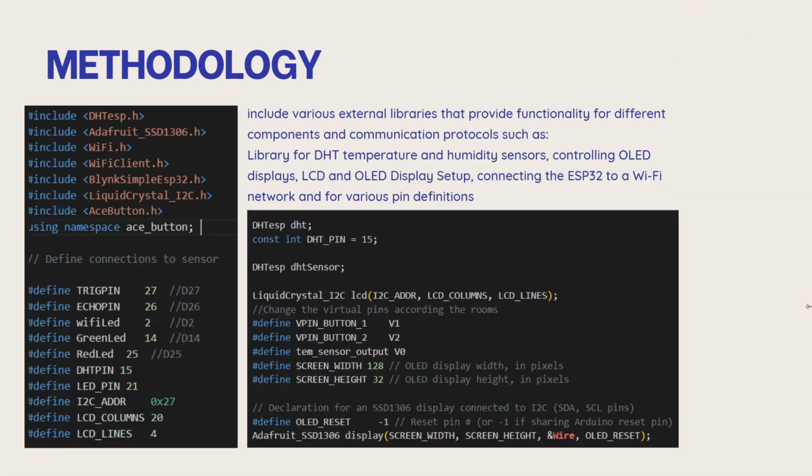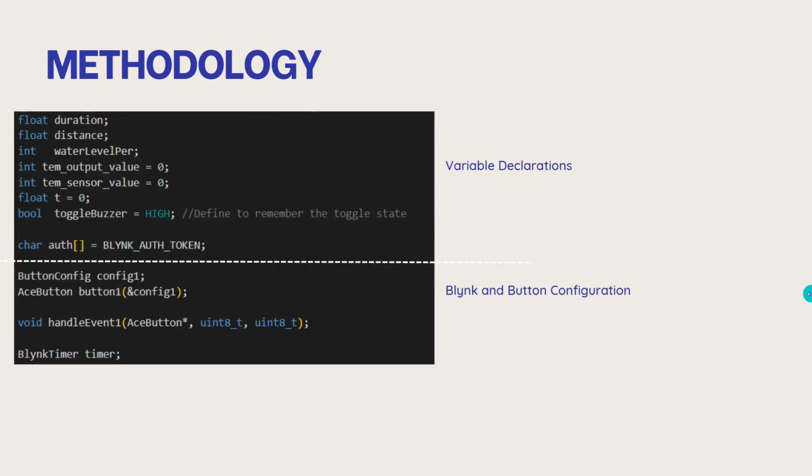Next is the include and define part, in which we include various external libraries that provide functionality for different components and communication protocols, such as libraries for the DHT temperature and humidity sensor, controlling the OLED display, LCD and OLED display setups, connecting the ESP32 to a Wi-Fi network, and for various pin definitions. Next, we will have some variable declarations and the Blynk and button configurations.